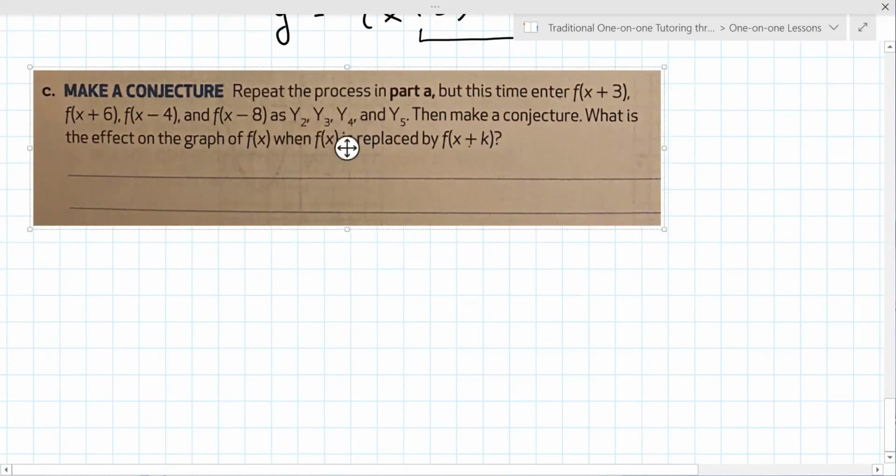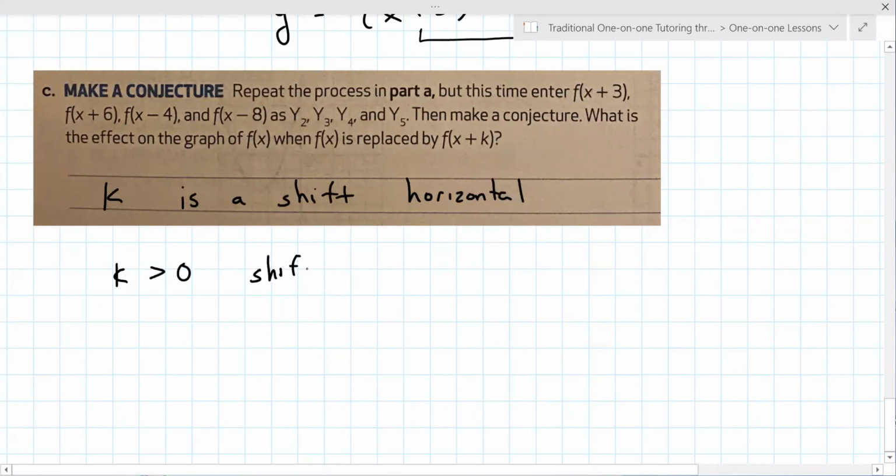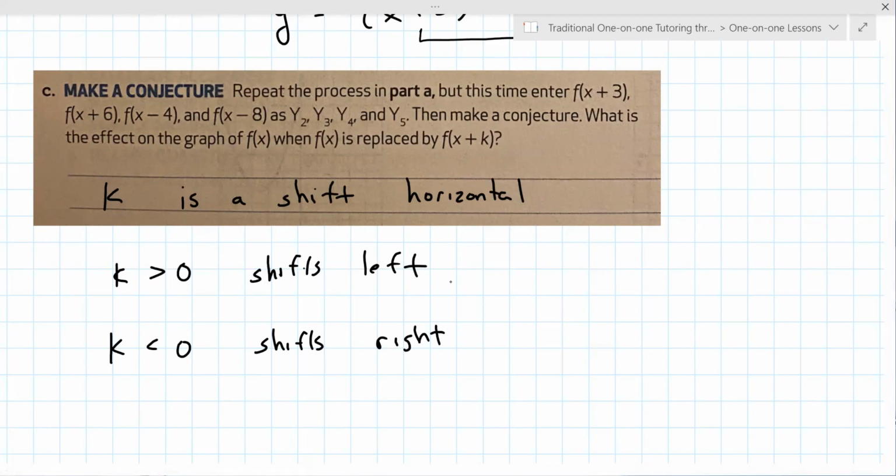But let's talk about what this is. So this won't make much sense to you, but you do understand it. K is a horizontal shift. K greater than 0 shifts left. K less than 0 shifts right. And I don't expect you to fully understand this, but this is what they're looking for in part C. Okay.